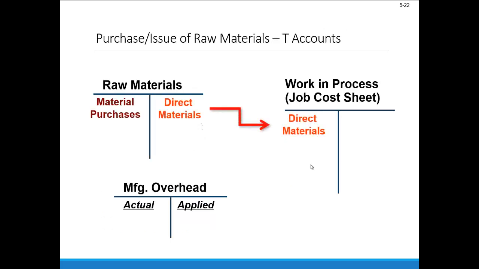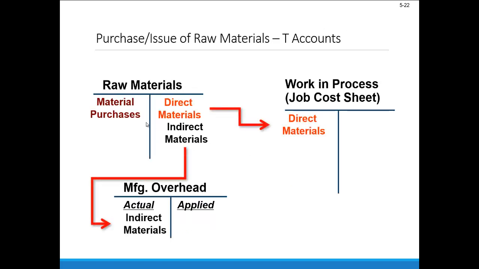Now let's show this flow of costs in our T accounts as well. Okay, as a quick rehash, our T accounts, our ledger accounts, we have one of those for every account we have on the ledger. Debits are on the left, credits are on the right.